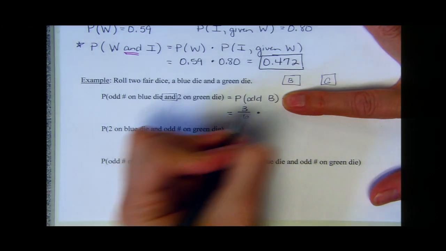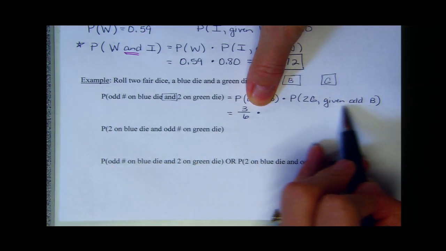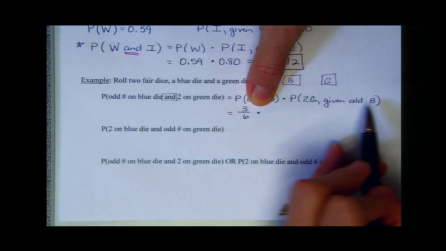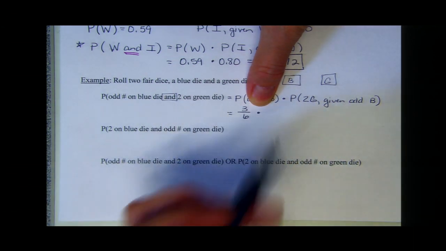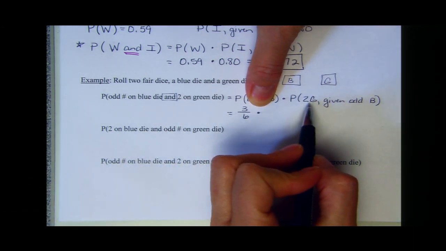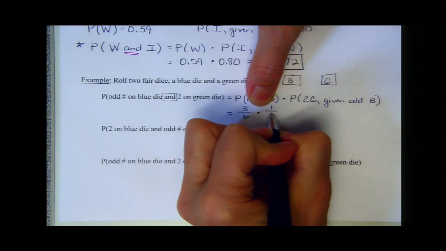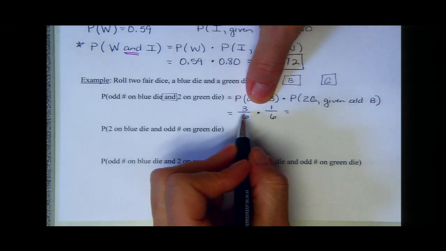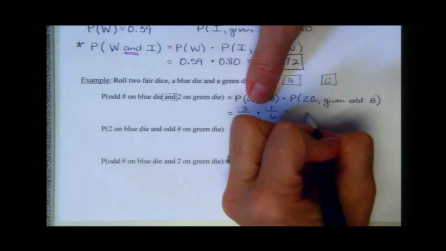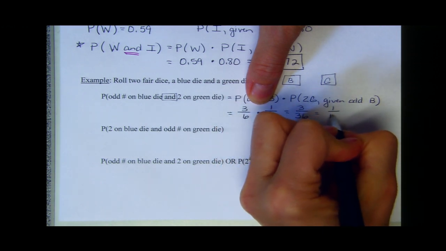So now what we're going to do is pick up the green die. Now we're assuming we got an odd on the blue, but when I pick up the green, it's independent from the blue die, so I just want to know what's the probability of getting a 2 on the green die. And there's one side that has a 2, out of 6 sides. So that would be 3 over 36, which reduces to 1/12.